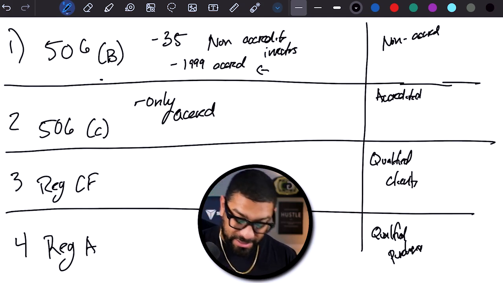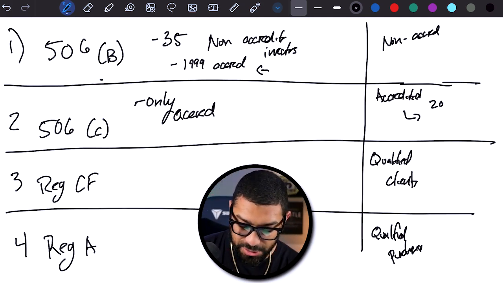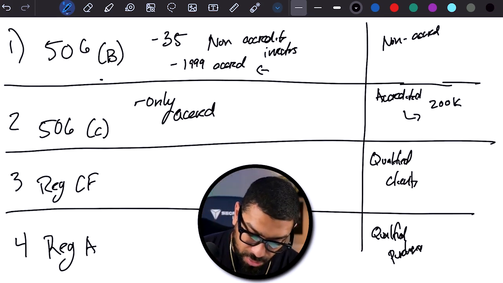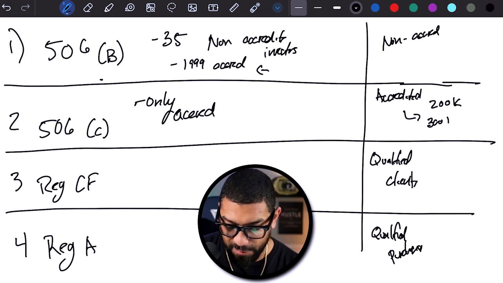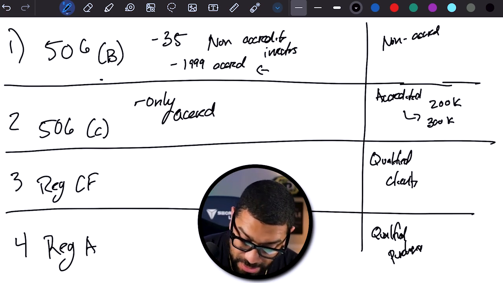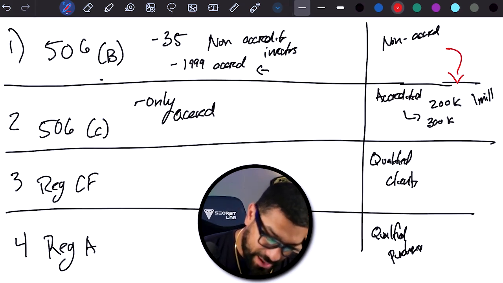All right, so let's talk about what an accredited investor is. An accredited investor is somebody who has a $200,000 salary over the last 2 years and for the foreseeable future, or jointly together with their spouse have over $300,000 annual salary for the last 2 years and for the foreseeable future, or they have a $1 million net worth, excluding their primary residence. So that's going to be an accredited investor. And so if you are non-accredited, then you do not have these things.